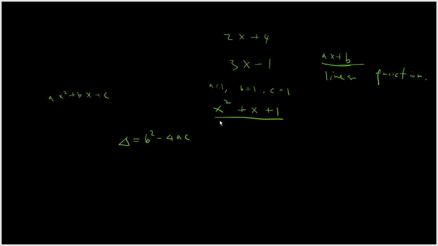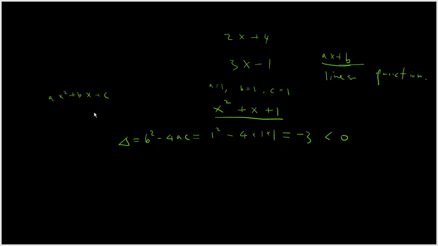To determine if the quadratic function is irreducible or not, you compute the discriminant. Delta is equal to b squared, so in this case 1 squared, minus 4ac, 4 times 1 times 1. A, b, and c are 1s. In this particular case, you have a discriminant value of negative 3. 1 minus 4 gives negative 3. It's a negative number. I haven't told you the condition yet.